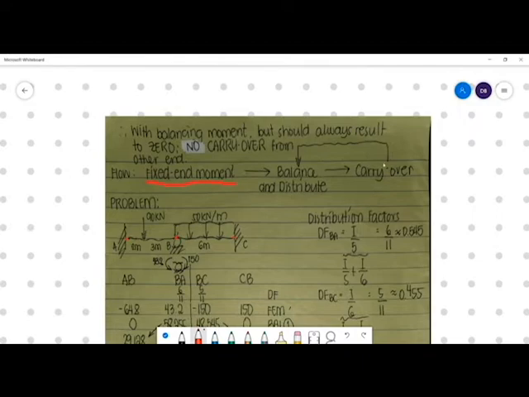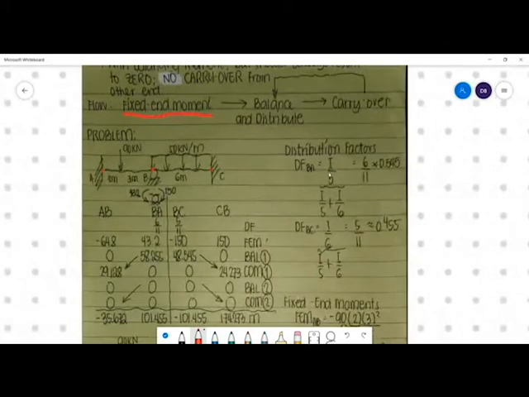BA and BC. So the DF of BA is equal to I over 5 over I over 5 plus I over 6. That is equal to 6 over 11, which is also 0.545. For BC, it is I over 6 over I over 5 plus I over 6, which is equal to 5 over 11. We write all our solved distribution factors: 5 over 11 for BC, and 6 over 11 for BA.